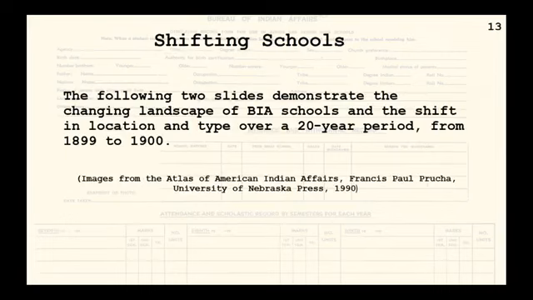So for a visualization of school locations and how they changed, I want to show you a couple of maps. So, next slide, please. Slide number 14.